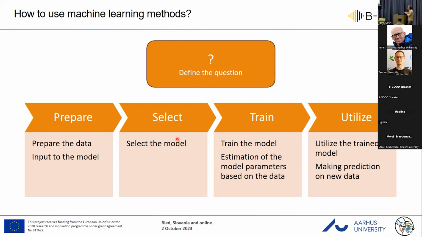The final step is to utilize the trained model. So here we ship the model to Beep, and Beep can deploy this model in their Beep app. And then we can make predictions on new data. And also based on the feedback from the users, we can improve the performance. As I said before, it's a continual improvement of the model. So let's follow these procedures to see what we did on the data collected in the BeGood project.